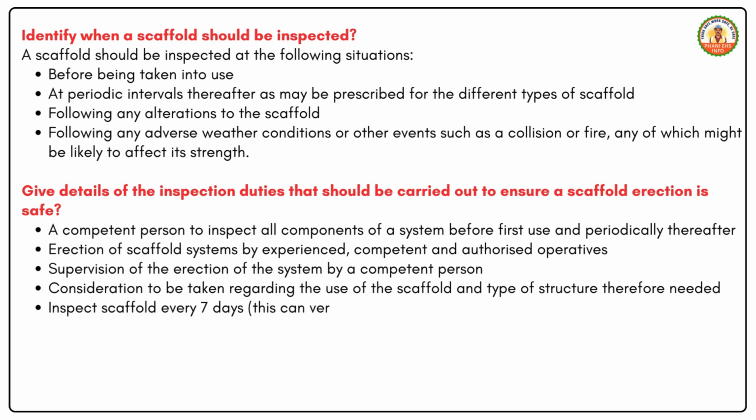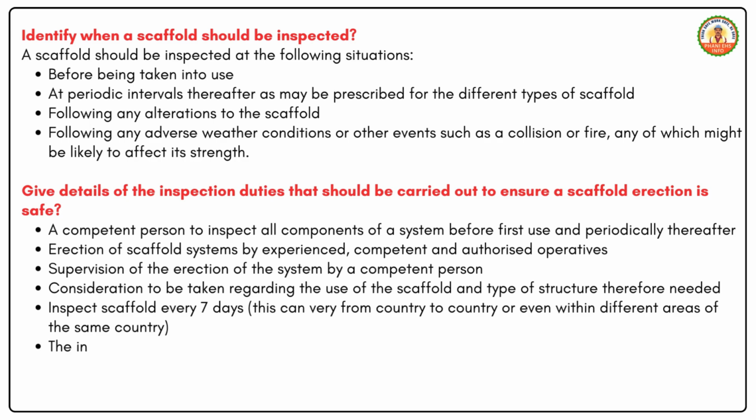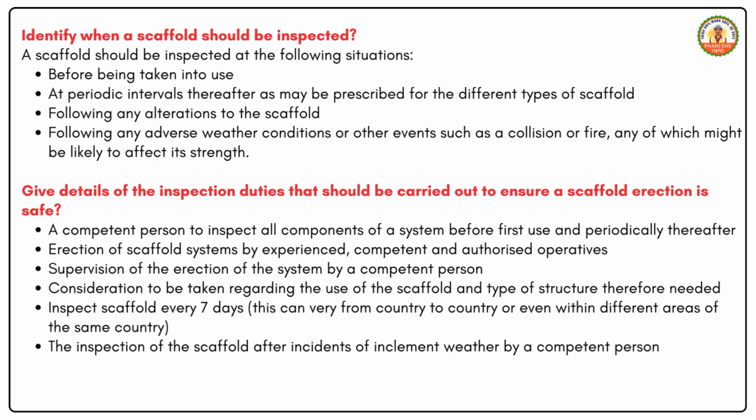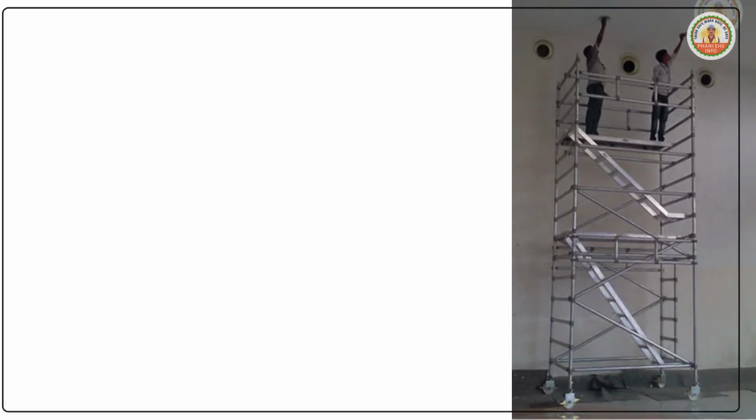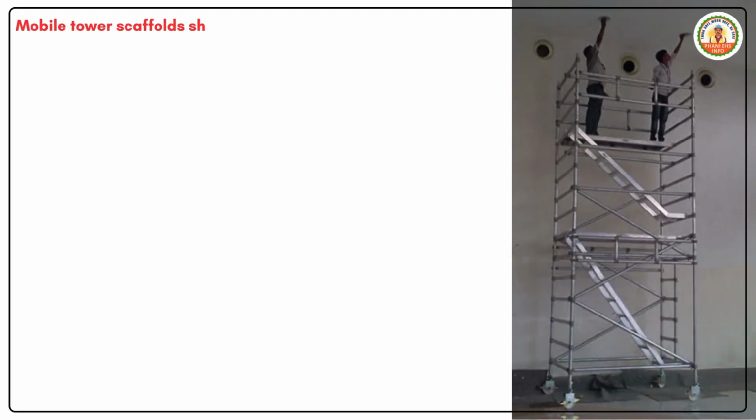Inspect scaffold every 7 days. This can vary from country to country or even within different areas of the same country. The inspection of the scaffold after incidents of inclement weather by a competent person. Details of inspection to be maintained in an appropriate register. Various countries have differing formats on which this can be entered. Mobile tower scaffolds should be used on stable, level ground.